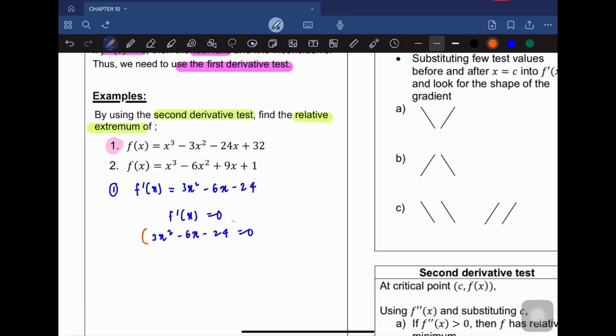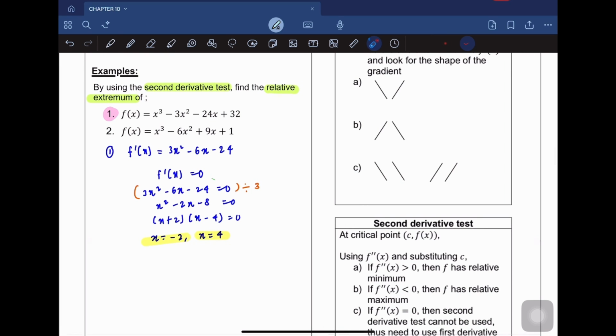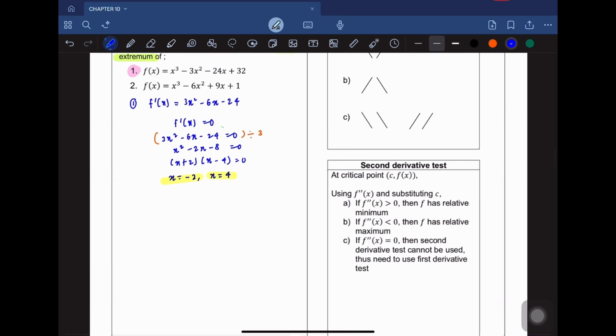This one also you can simplify before insert into your calculator. So we'll have x squared minus 2x minus 8 equal to 0. So (x plus 2)(x minus 4) equal to 0. So we'll get two critical numbers, x equal to negative 2 and x equal to 4. Again, remember, we are going to get the points, right? Points.